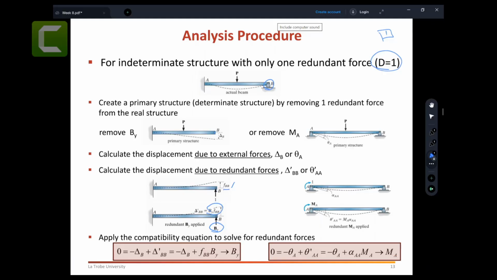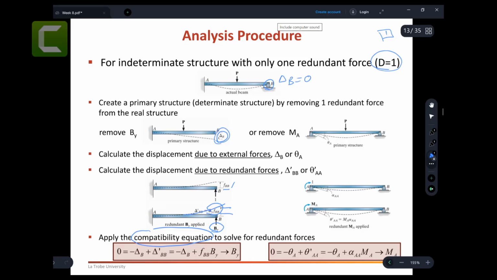Now, once you know that, then you have a compatibility condition. What is a compatibility condition or compatibility equation? The compatibility equation says that this delta B, which is going down due to removing that force, is equal to this force going, this displacement going up, right? Because whatever force you have coming down is equal to this force. Then it will become 0, because the displacement at this point is 0. Displacement delta B equals 0.